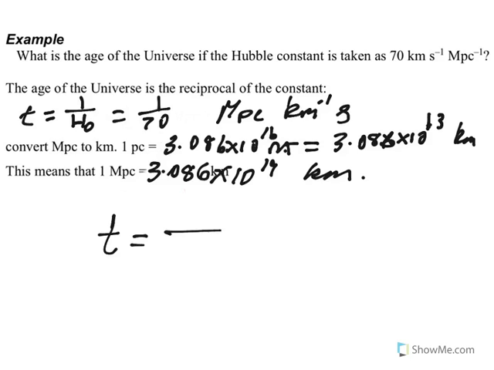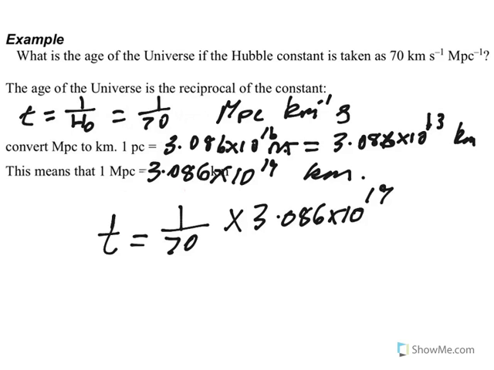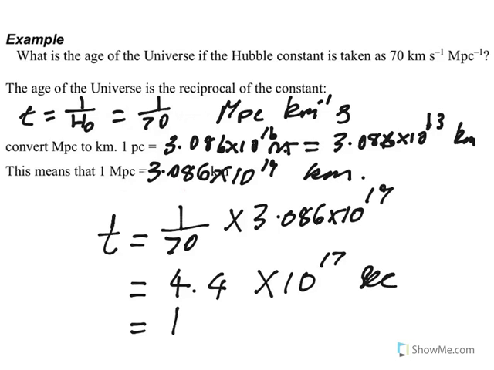Alright, so the time then will be 1 over 70 times 3.086 by 10 to the 19. And when you do that, you get 4.4 by 10 to the 17 seconds. Alright, and then if you change that into years, work out how many seconds there are in a year, and then divide that into that, you get 1.4 by 10 to the 10.